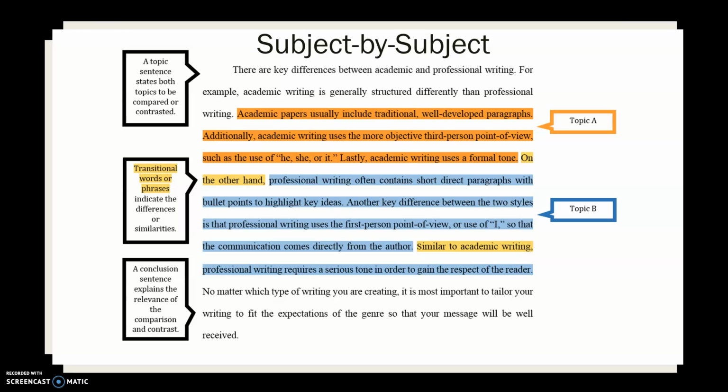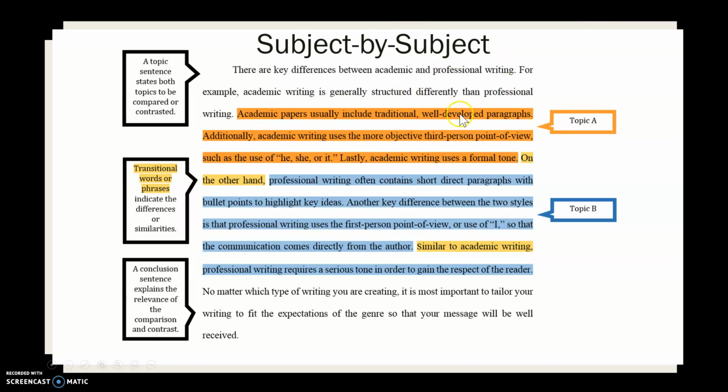So you can see this first subject is kind of like a mini paragraph. And then you transition to the second subject. On the other hand, professional writing, which is your second subject, often contains short, direct paragraphs with bullet points to highlight key ideas. Another key difference between the two styles is that professional writing uses the first-person point of view or use of I, so that the communication comes directly to the author. Similar to academic writing, professional writing requires a serious tone in order to gain the respect of the reader.